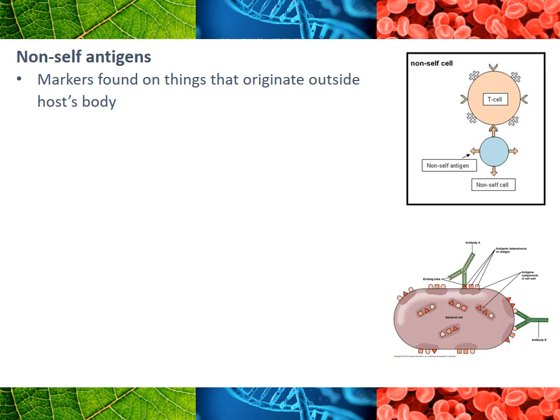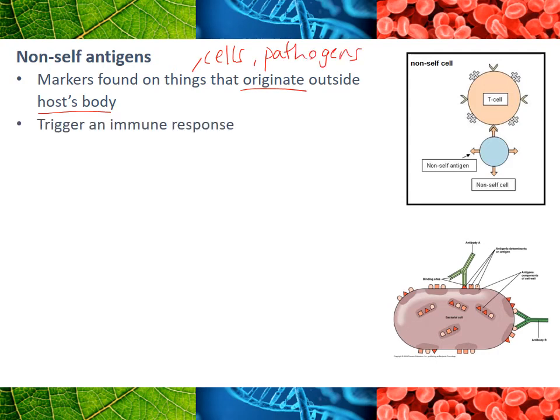Right, non-self-antigens are something we're going to look at a lot when we look at the immune system. So these are the markers that are found on things that originate outside of the host's body. Things is probably a terrible term to use there, but usually what we're talking about is things like cells or pathogens. Non-self-antigens are what trigger an immune response. So when your body identifies antigens that aren't from one of your cells, it will launch an immune response.